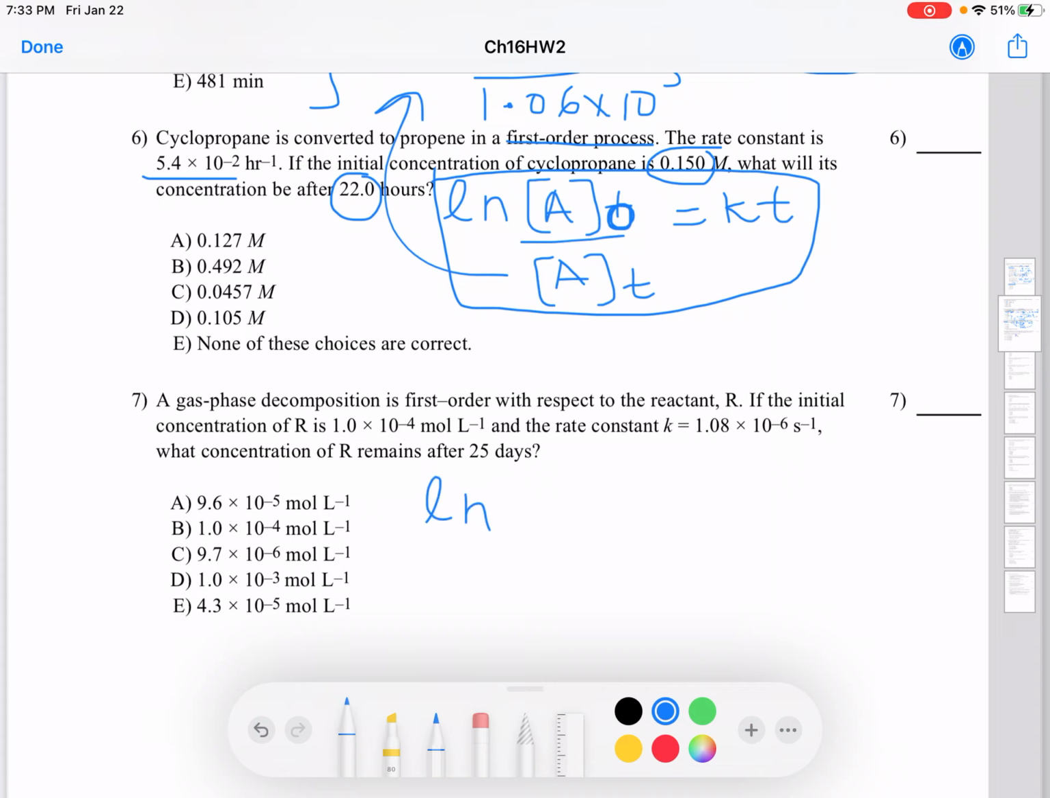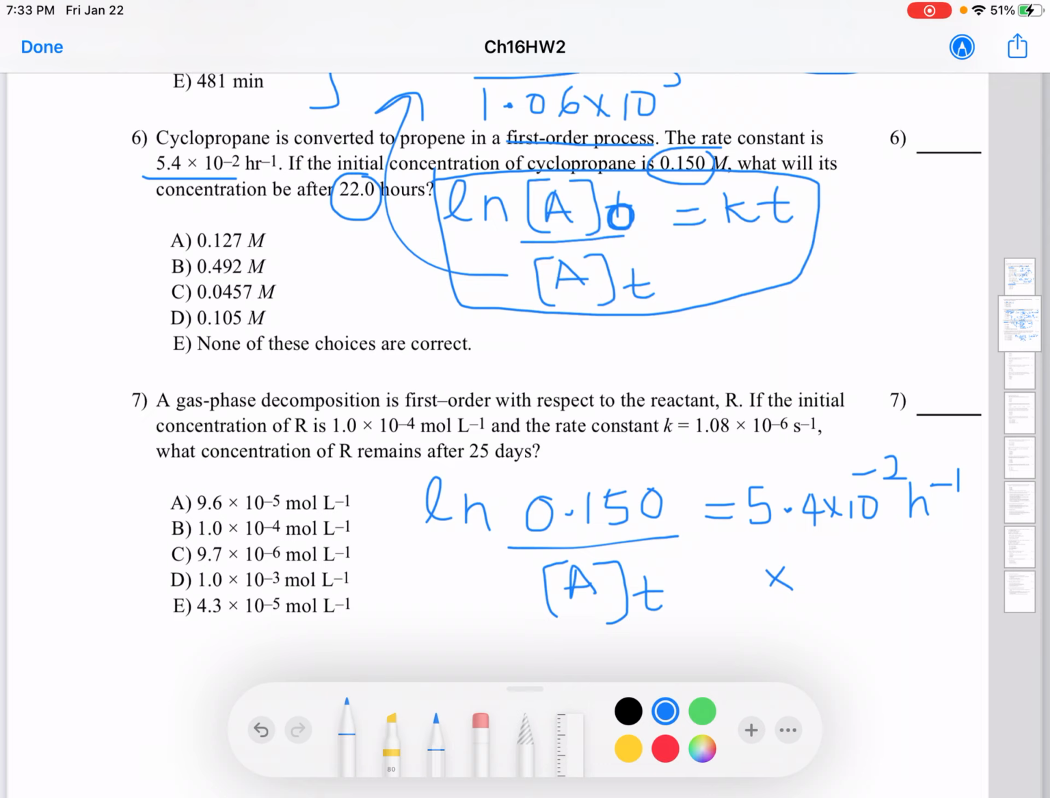So ln A naught is going to be 0.150 over AT. That is what you need to find out. Equals rate constant is given, 5.4 into 10 to the negative 2 per hour times the time. So time is 22 hours, so hours to hours cancel. So you're going to multiply 5.4 into 10 to the negative 2 with 22.